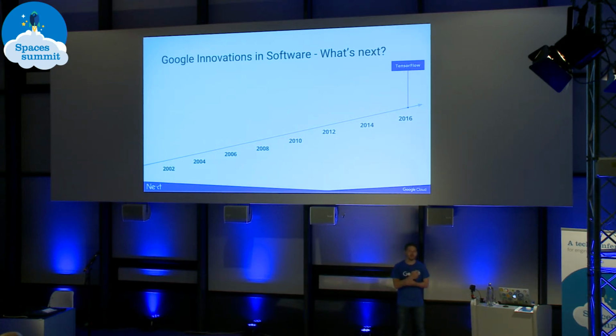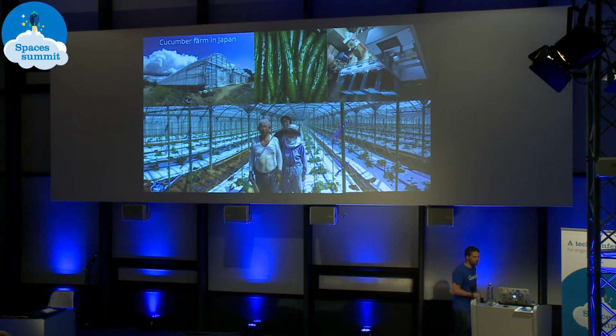TensorFlow is basically a framework, APIs and a tool set which we developed within Google to do machine learning, to basically have algorithms learn: not tell them what to do, but tell them how to learn. And I want to take one use case here of what this is actually enabling in our world right now. This is a picture of a cucumber farmer family in Japan. And the guy that you see in the back, who looks a little younger than the other two folks in the front, is the son of this pair.